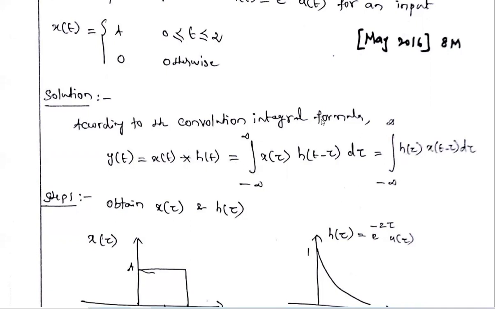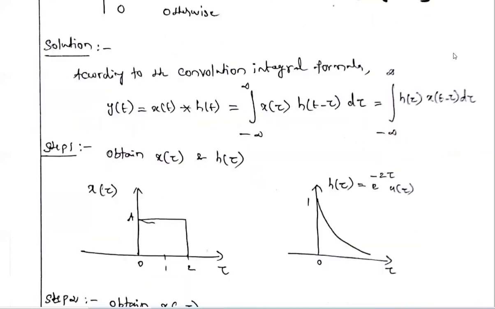So instead of this convolution formula, we may use the integral from minus infinity to infinity of h(tau) x(t minus tau) d tau. We may use this formula or that formula. In this case we are going to use the second formula.